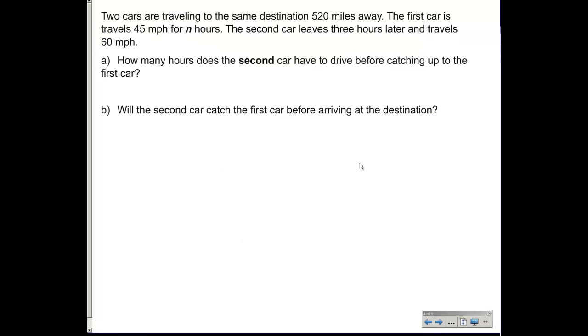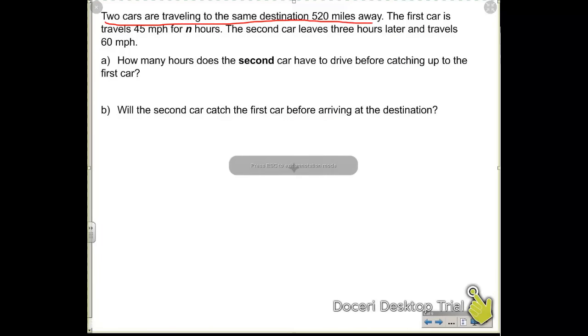Now we have 2 cars, they're traveling to the same destination, and that destination is 520 miles away. First car is traveling at 45 miles per hour for N hours, and the second leaves 3 hours later and travels 60 miles per hour. So since they're going to the same destination, and we want to know how many hours the second car has to drive before catching up, one thing we need to realize is when the second car does catch up, both cars have gone the same distance.